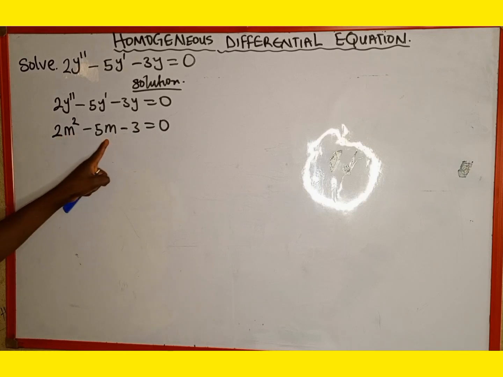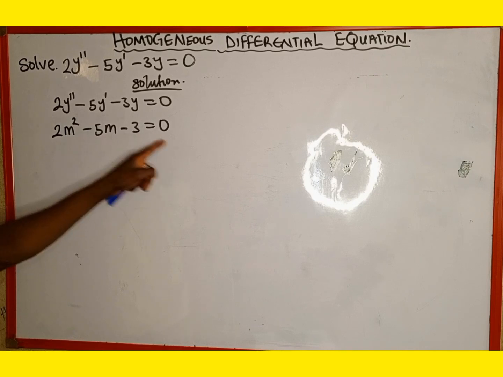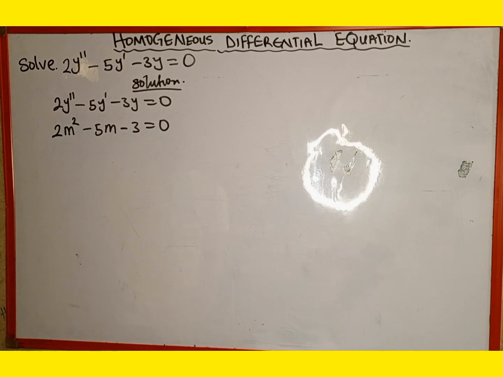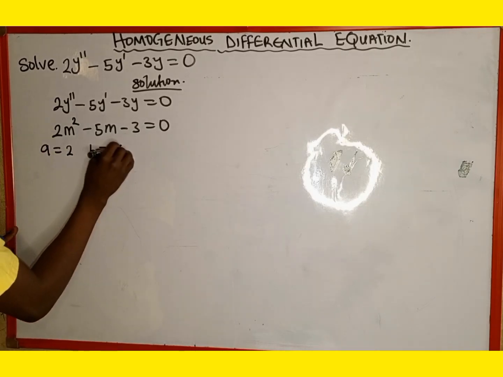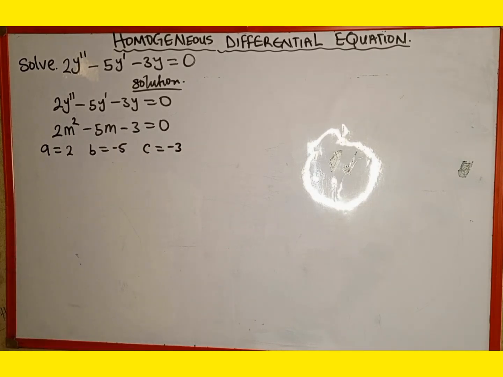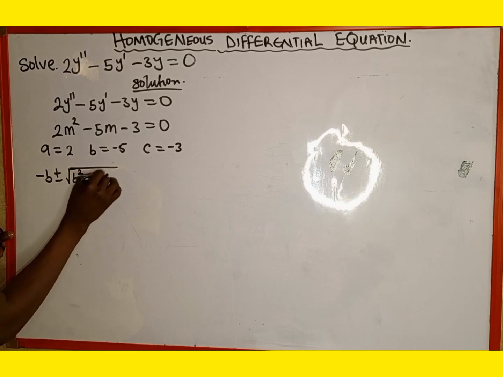So if you notice this equation, this is m squared, m, and this is constant, is equal to 0. What do you notice? This is what? Quadratic equation. Now we can use different methods of solving quadratic equation. So let us use the formula method. So we can say a is equal to what? 2, then b is equal to minus 5, then c is equal to minus 3. And recall the formula method, which is what? Minus b plus or minus square root of b squared minus 4ac, everything over 2a.